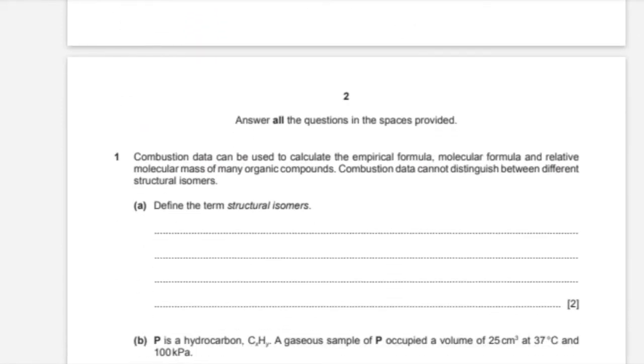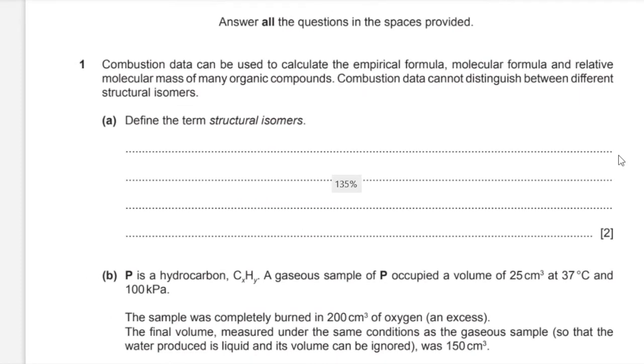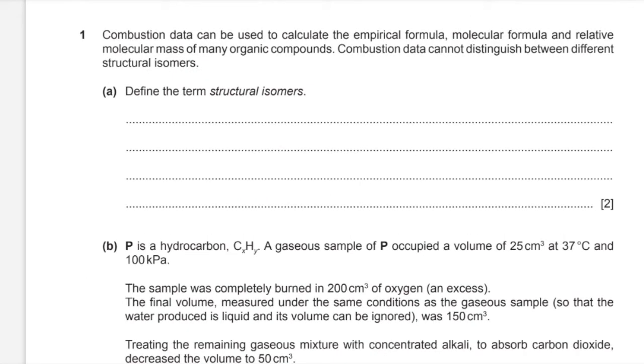So starting with question number 1, combustion data can be used to calculate the empirical formula, molecular formula, and relative molecular mass of many organic compounds. Combustion data cannot distinguish between different structural isomers. A. Describe the term structural isomers.